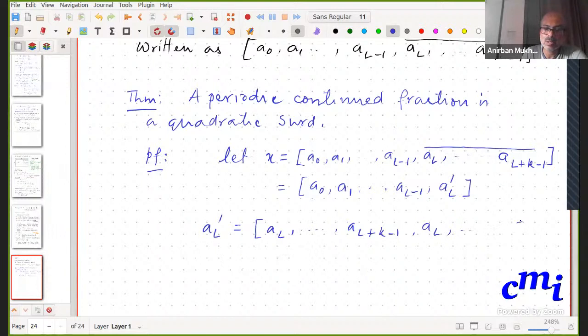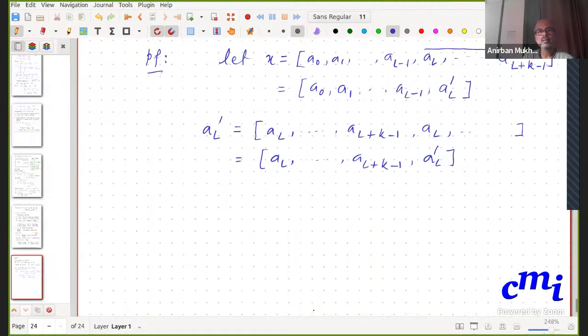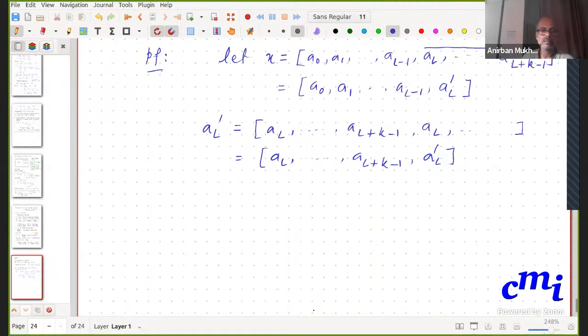So you can as well write this. Think of this part as a continued fraction, the right hand side of the last line. So then this is a_{L+k-1} plus a_L dash. So this is the same a_L dash. That same complete quotient is sitting there as well. So you can write that because of this infinite repetition.